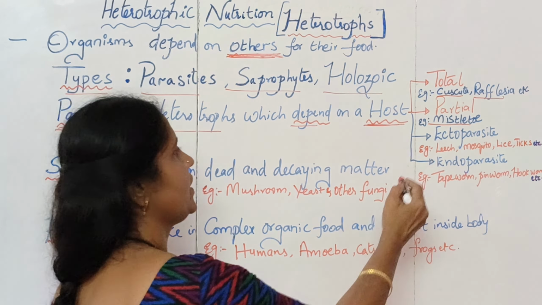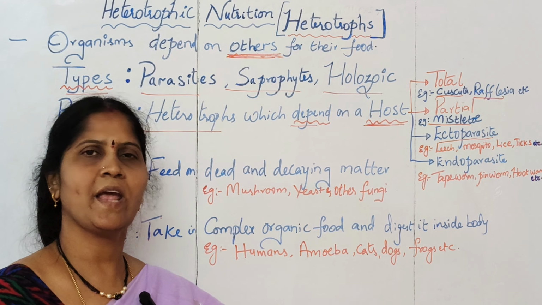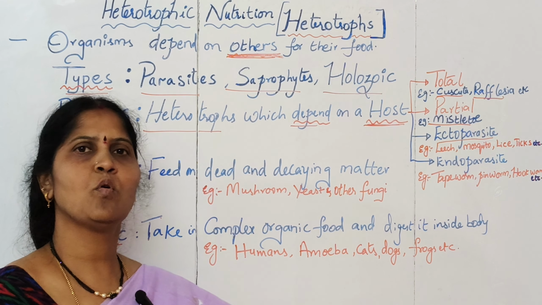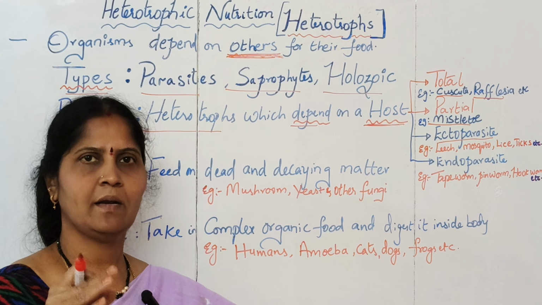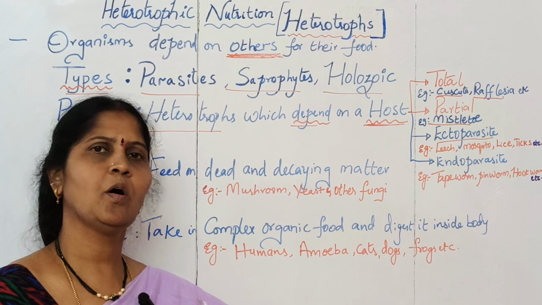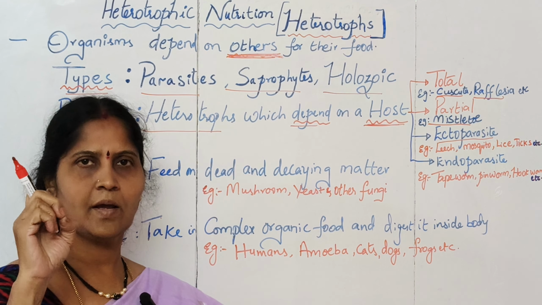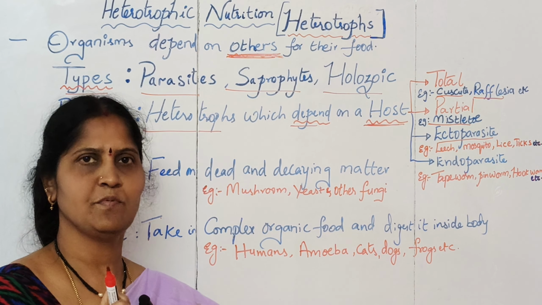Then coming to the other type of parasites, we have ectoparasites. Ectoparasites, or external parasites, are those which attach to the outer side of the host's body. You might have pet animals at home. On the pets you might sometimes find small insects attached to the hair of these pet animals.